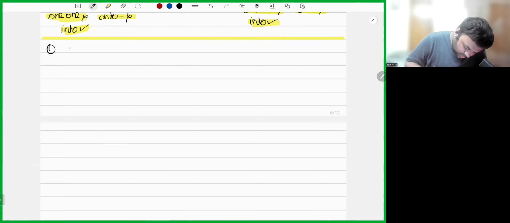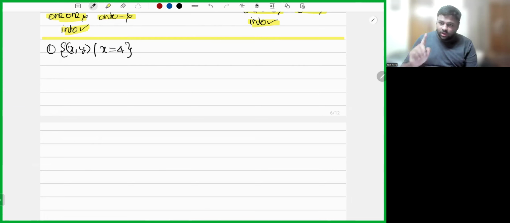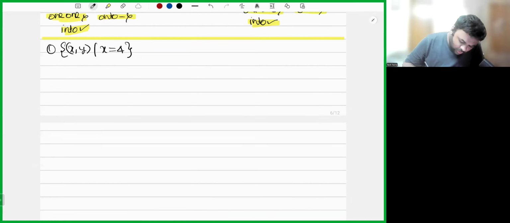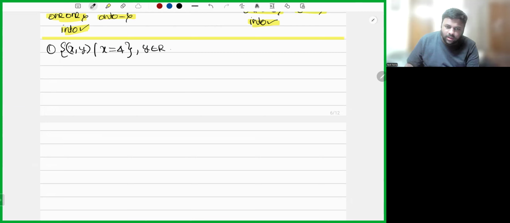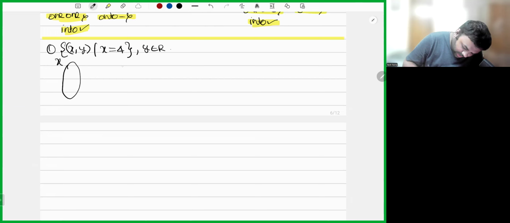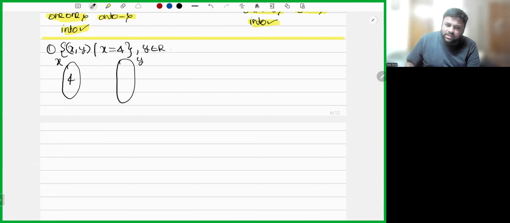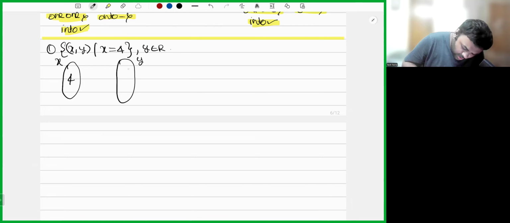First, (x, y) such that x is equal to 4. What type of function is this? One-one, onto, into, bijective, or is it not a function at all? (x, y) such that x is equal to 4 and y belongs to real numbers. So what happens here? I'm having x, I'm having y. X is given as 4. Y is given as real numbers. Any real number you take: -2, -1, 0, 1, 2, 3.